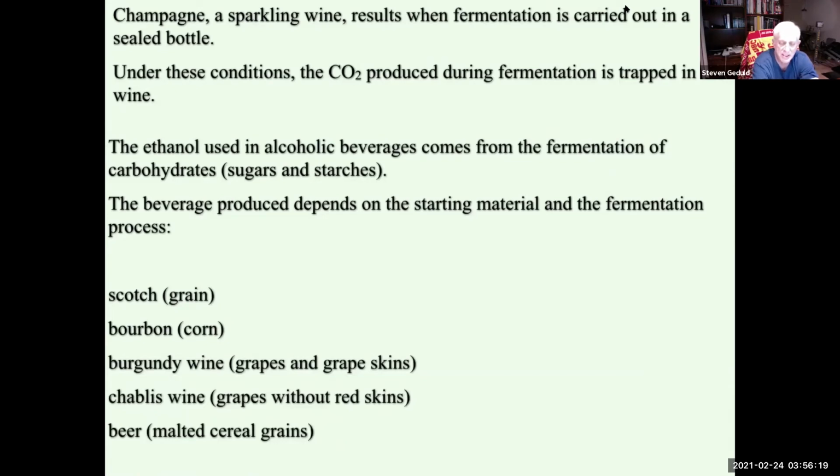So it's a class on how to make different types of alcohol. Depends what you start with, what your carbohydrates are, depends what you end up with. But all of them have ethanol as the alcoholic compound. Ethanol is the main one in all of them, no matter what you start with, what you're making.